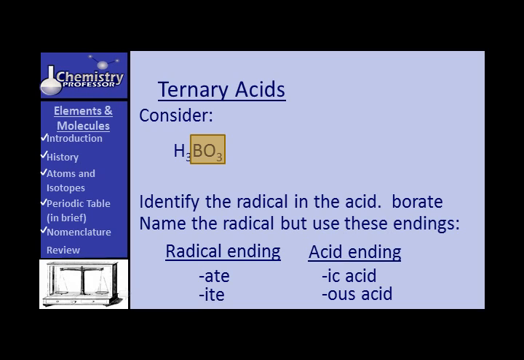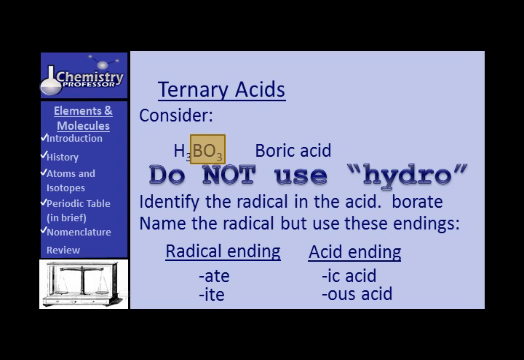Okay, let's look back up at this acid we have. What's the radical? That's right, it's borate. So if the radical ends in ate, the acid ends in ic acid. So this is boric acid. Do not use hydro. Hydro means binary acid. Got it? Good. Let's go on.